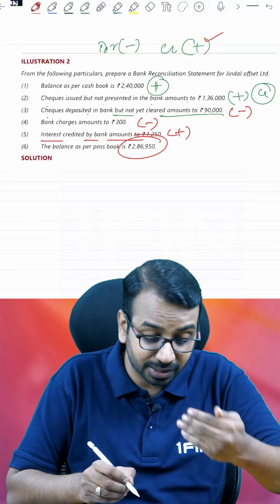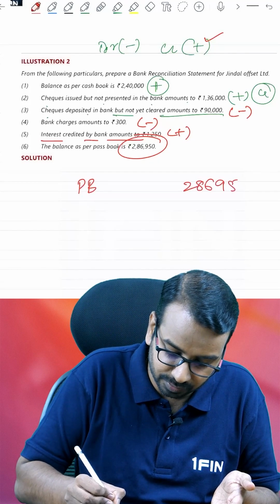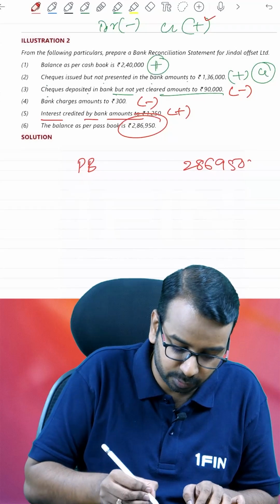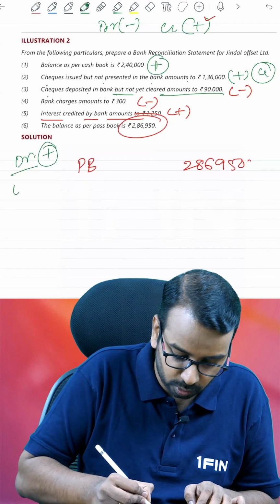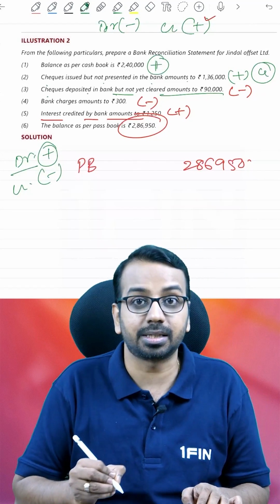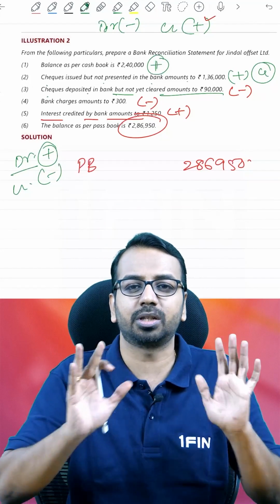So now if you do this, you get 286,950. Sir, what if we start from the passbook? If you start from the passbook, 286,950, exactly opposite. If you are starting with the passbook, whatever is debited by one party only, add. Whatever is credited by one party only, less. So what if it is overdraft? Just convert this sign. And that will be more than sufficient for you.